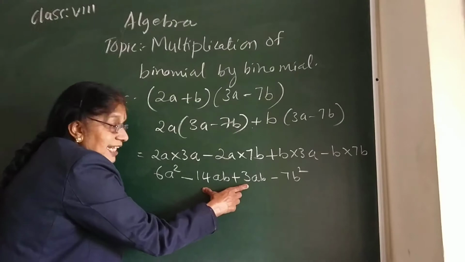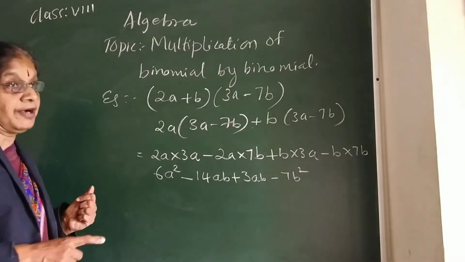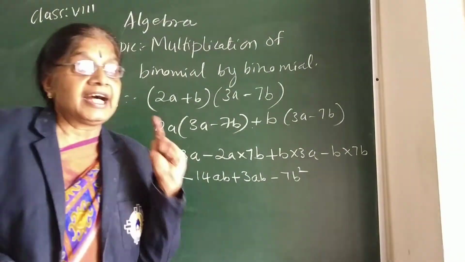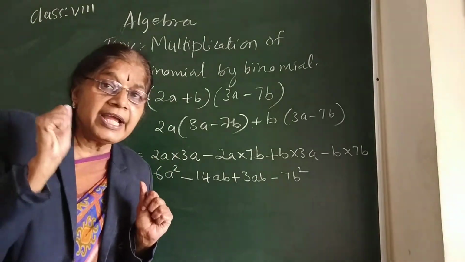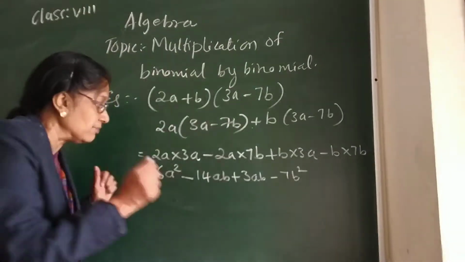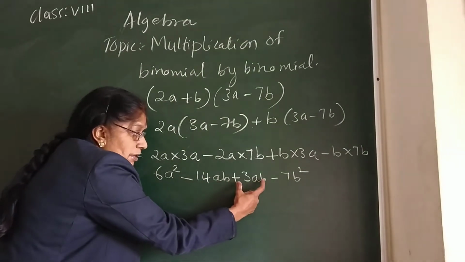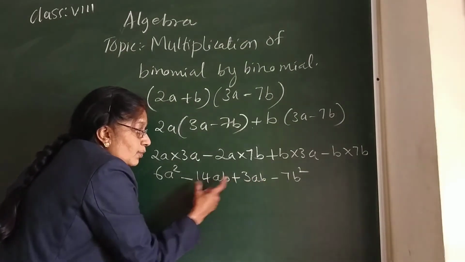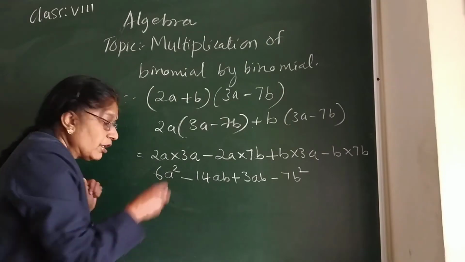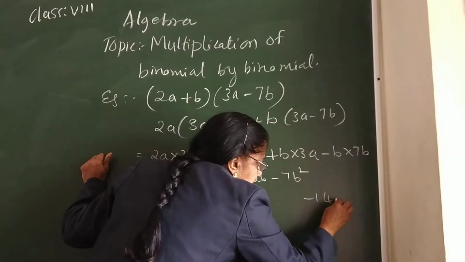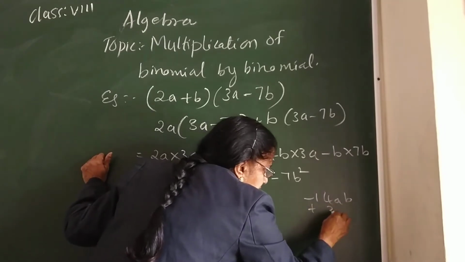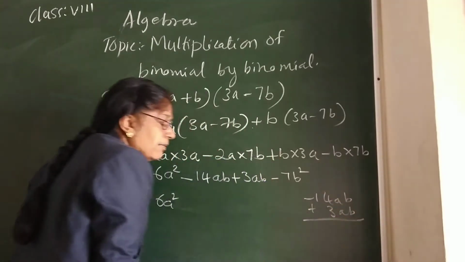Again here you can see like terms are there. I have taught you regarding addition and subtraction of like terms. Only addition and subtraction is possible for like terms. You can see minus 14ab plus 3ab. So you can do addition over here. Put 6a square like that. Take minus 14ab plus 3ab. Which is the bigger number?